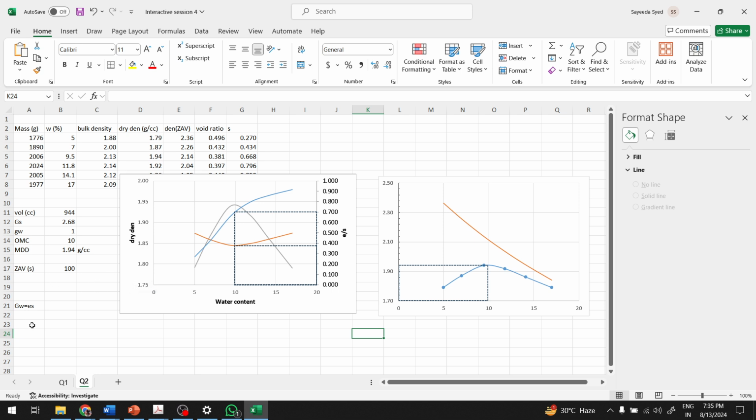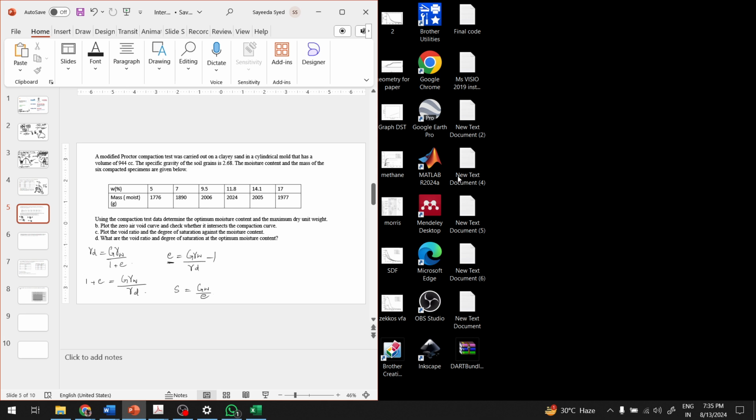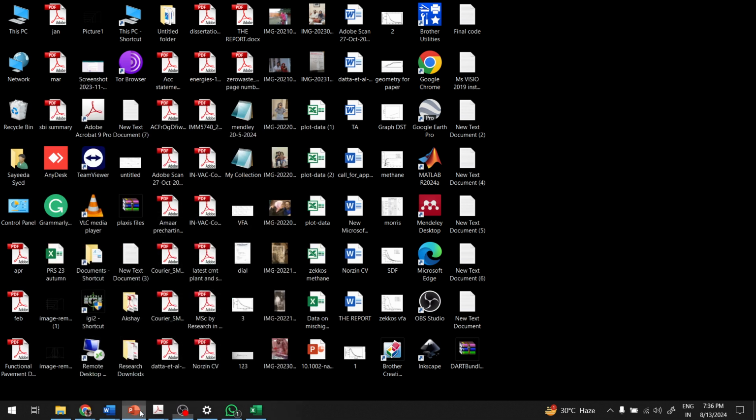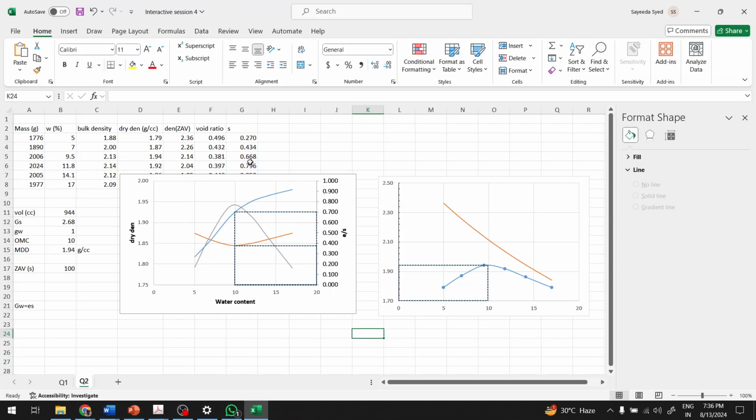So the degree of saturation, as we could see, E came out to be 0.39, S came out to be 0.7, and OMC and MDD came out to be 10 and 1.94.